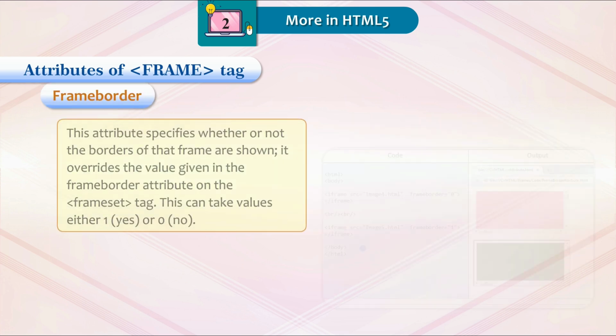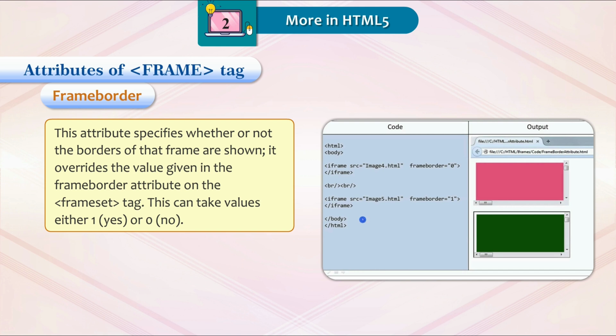Frameborder. This attribute specifies whether or not the borders of that frame are shown. It overrides the value given in the frameborder attribute on the frameset tag. This can take values of either 1, yes, or 0, no.